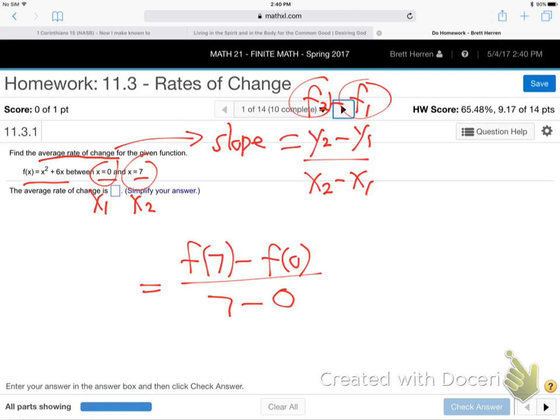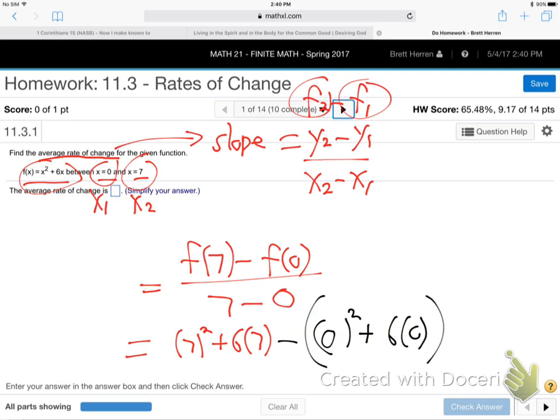So that's what they want me to figure out. Am I going too fast? Is that good so far? So average rate of change is fancy talk for slope. Average rate of change is slope. So F of 7 means take this function and plug in 7. You know how to plug 7 into a function, right? Be 7 squared plus 6 times 7. Everybody good there? Minus. And then F of 0 is 0 squared plus 6 times 0 over 7 minus 0.